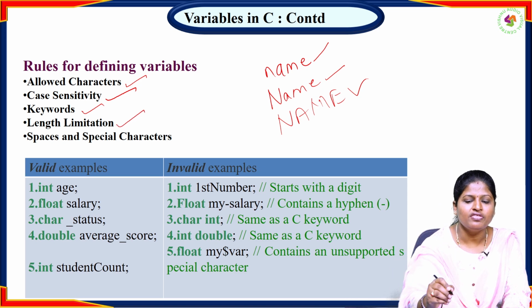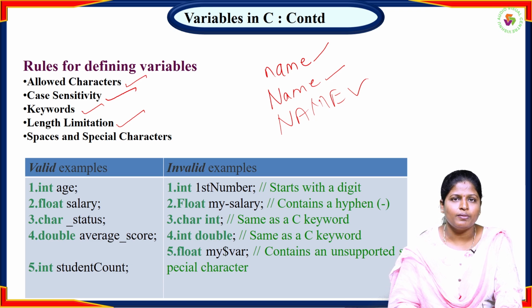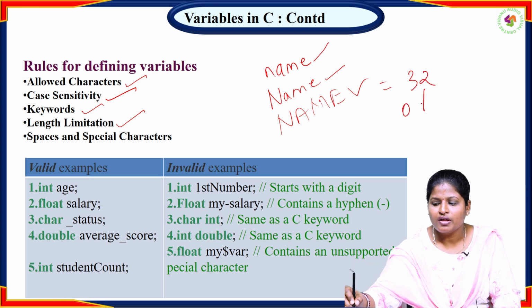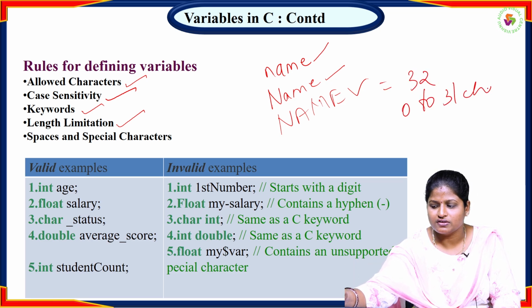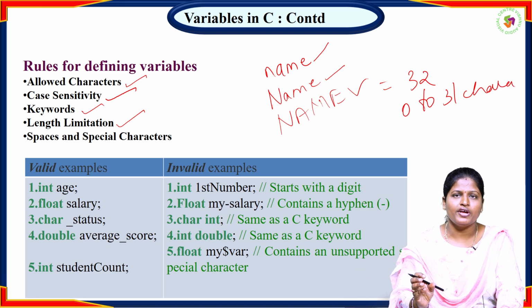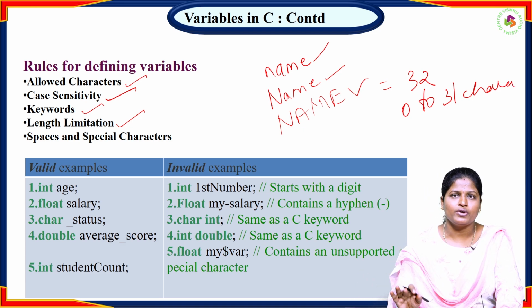Next we have length limitation. The meaning of length limitation is that the size of the name we are taking for a variable must be within 32 characters, that is from 0 to 31 characters. It is better if you use a small length for a variable, but we can use up to 32 characters.